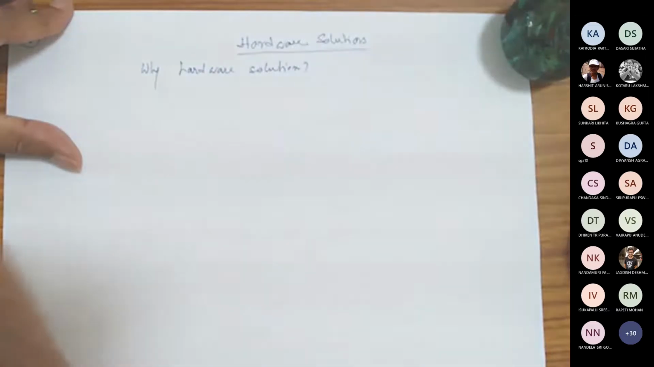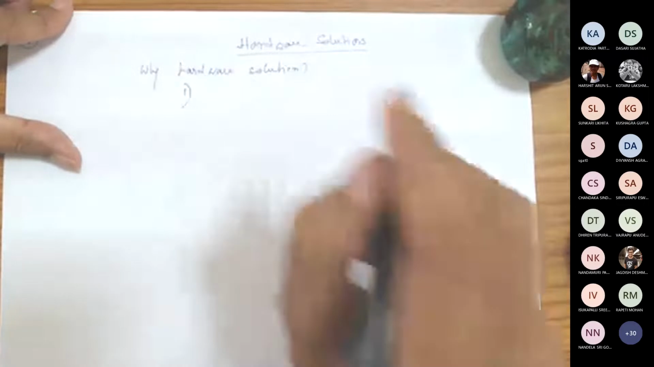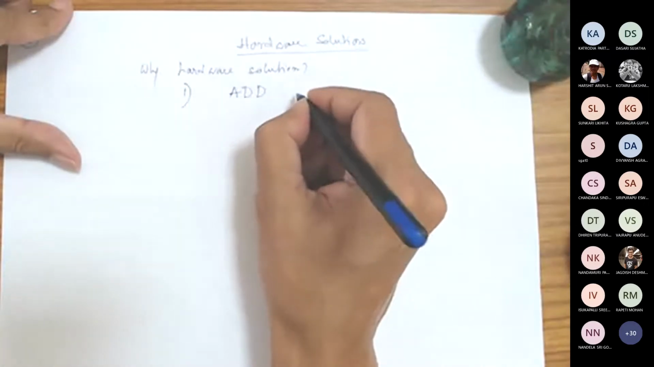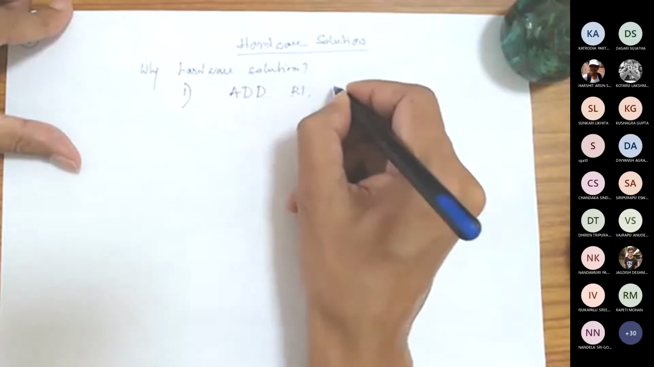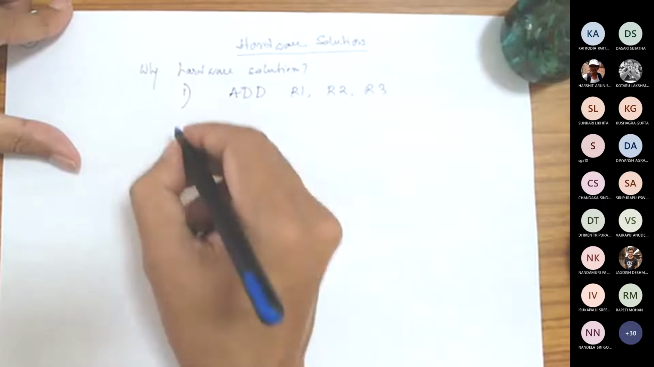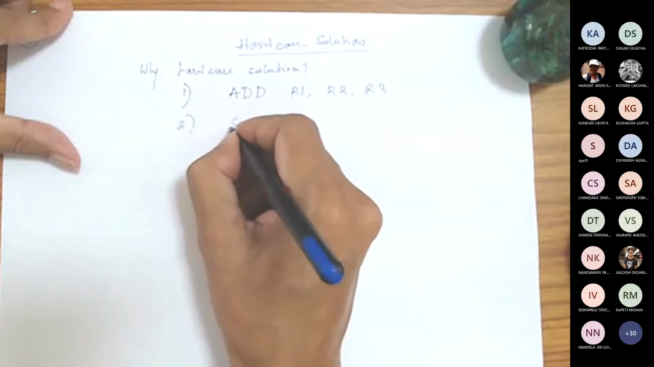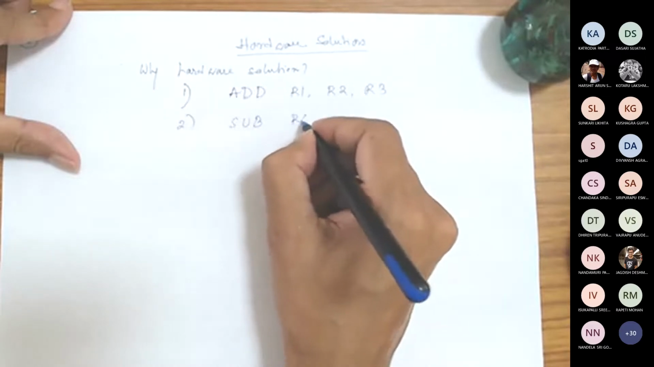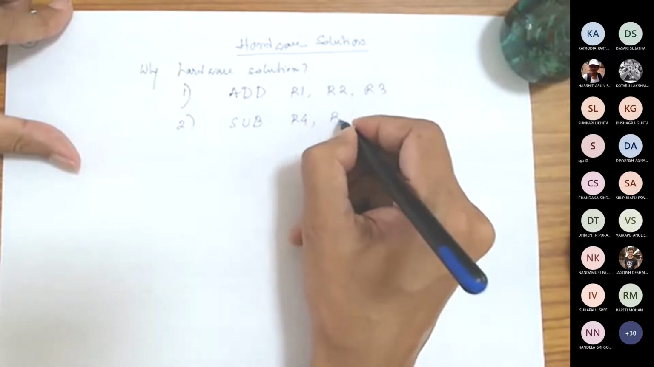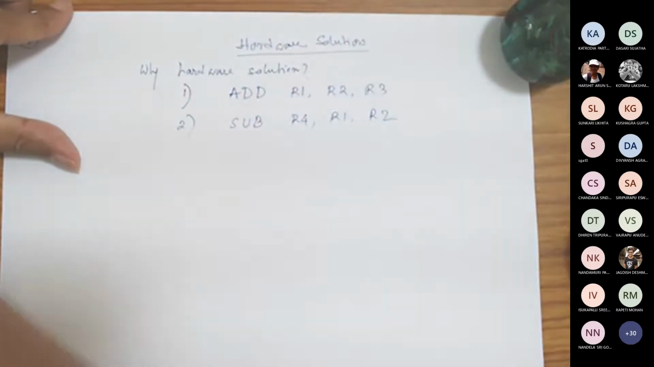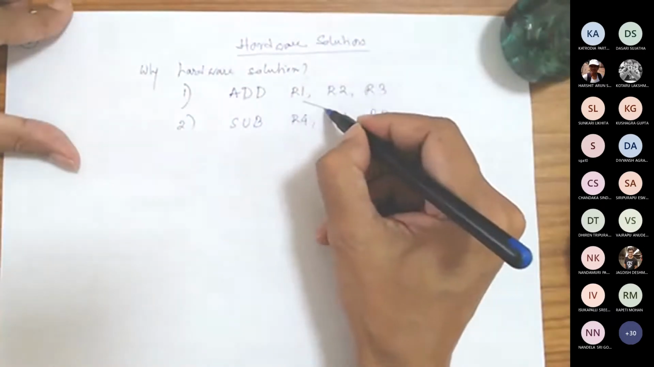Why hardware solution? Let's take a simple example. First, ADD R1, R2, R3. Second one is SUB R4, R1, R2. So we know that there is a dependency.